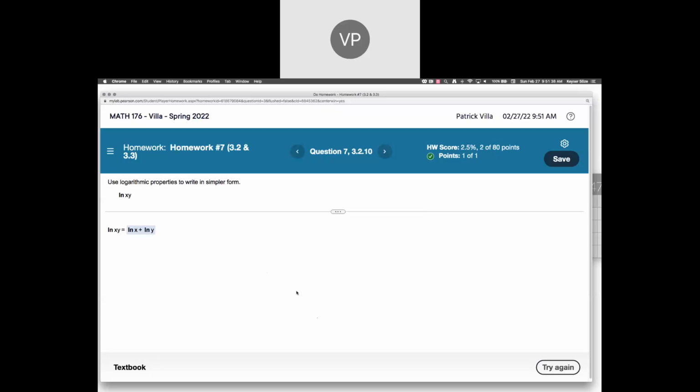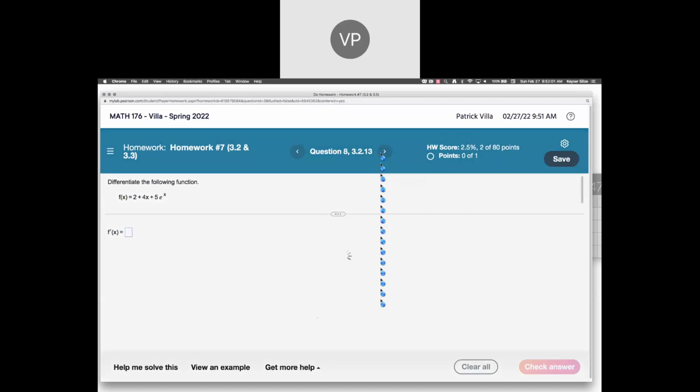And when they say simpler, that's kind of a loaded word. A simpler form in this case, they're trying to get the inside of the log to be simpler. So yes, I have 2 logs, so it looks like it's worse. It looks like it's double complicated here. But what's nice is what's inside each log is just a single variable now instead of 2 pieces. That's why it's considered simplified.